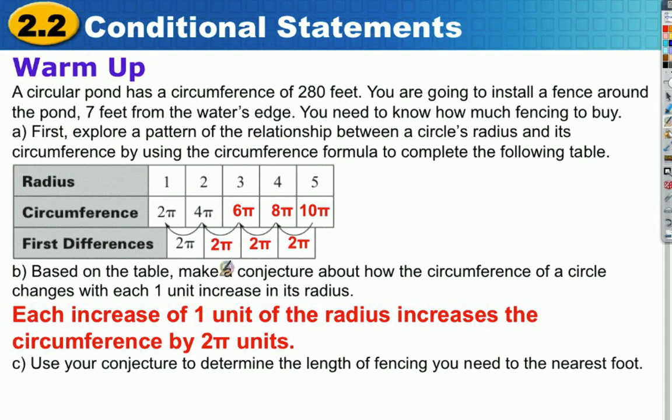I don't care exactly how you phrased it, but it should have said something about increasing 1 unit of radius and increasing 2 pi units of circumference. There's a relationship. As radius increases, so does the circumference. But how?